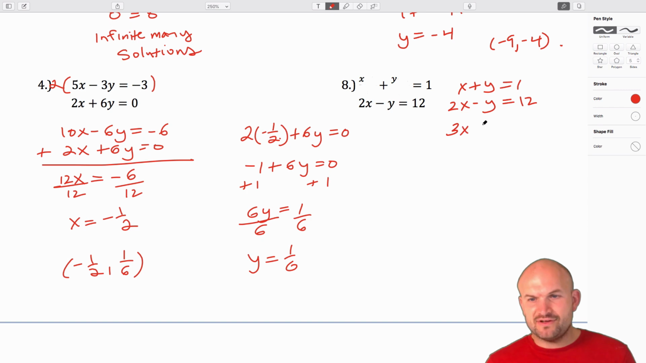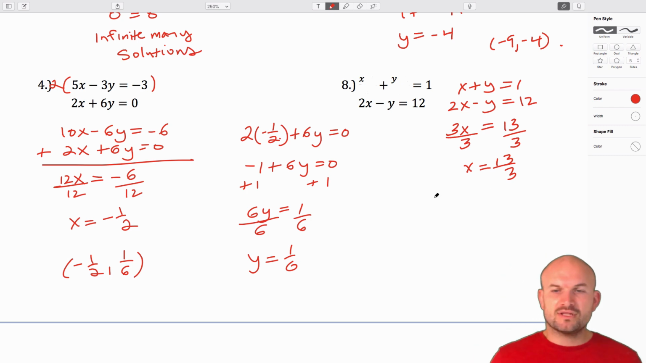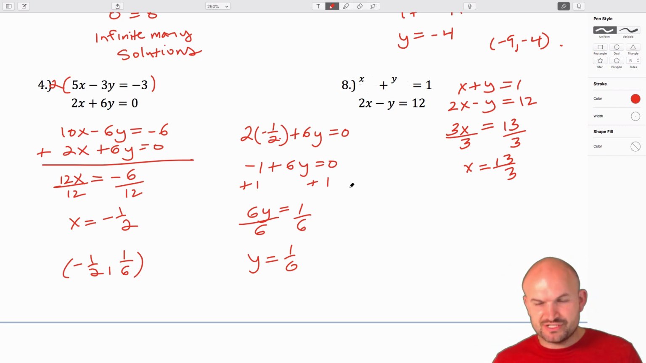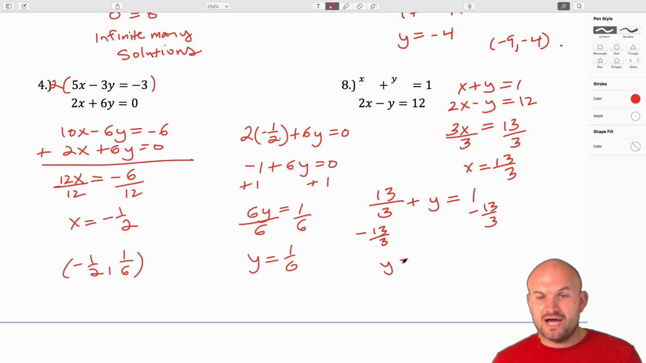But when you add these together, what you notice here is you get 3x is equal to 13, and 3 does not divide evenly into 13. But that's okay, right? We're still just going to work with what we have here. So typically you could plug it into either equation. I'm going to think that this first equation here is going to be a little bit better. So I'm going to have 13 over 3 plus y is equal to 1. And then to solve for this, I need to subtract 13 over 3 from both sides. Therefore, I'll be left with y is equal to 1 minus 13 over 3.